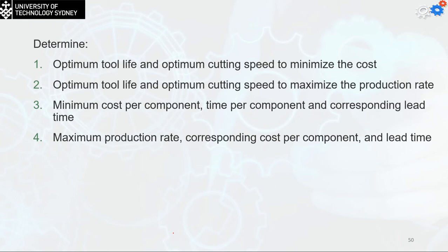Also, we need to find the minimum cost per component, the TU, and the number of components and the corresponding lead time. Also, the maximum production rate, the corresponding cost per component, and the lead time. Now, just remember something. These are different from the things required to be done in the question in the assignment. I'm going to explain that very soon.